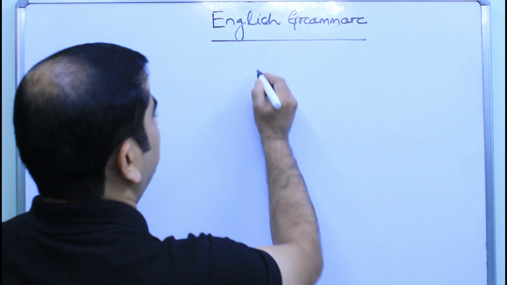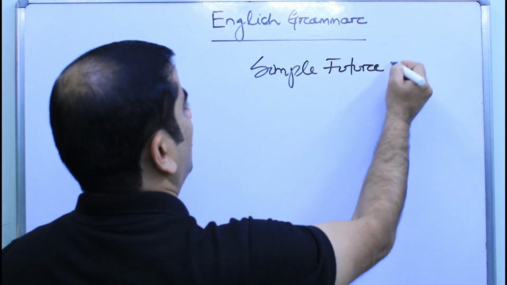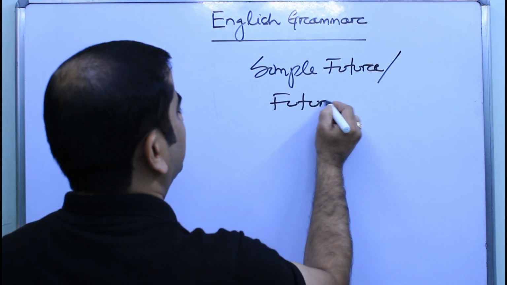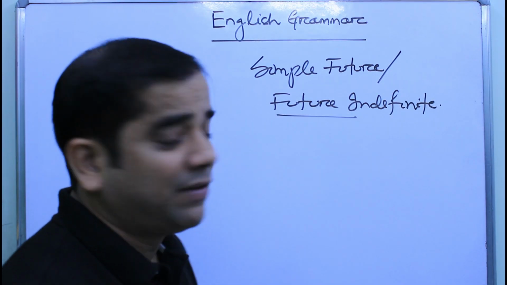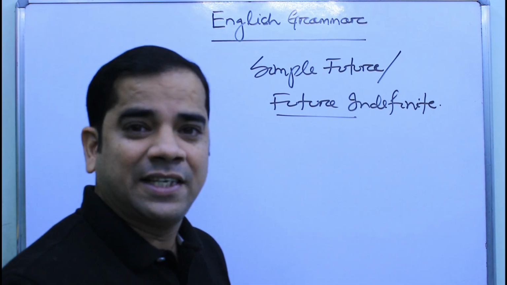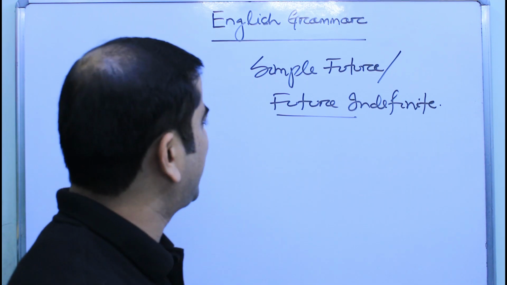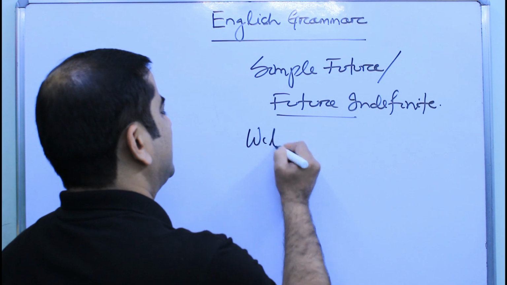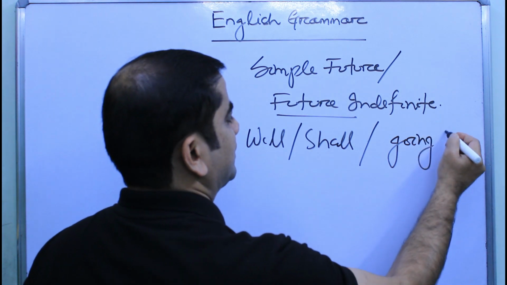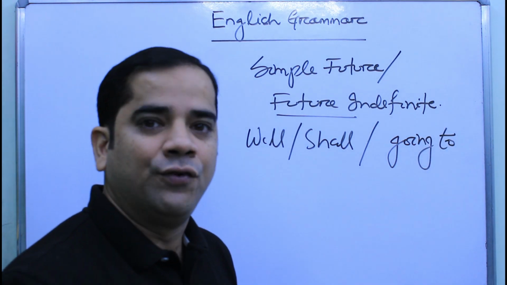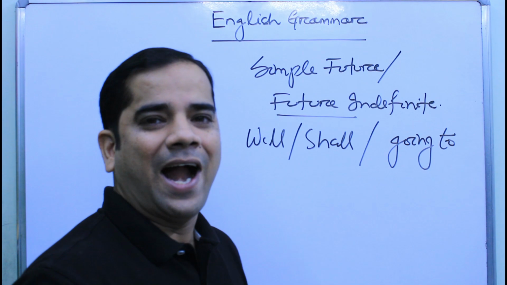So, simple future or future indefinite. By name itself, you can recognize that this tense talks about something that happens in future. Generally we use will, shall and going to talk about future. Now we will discuss how and where to use will, shall and going to.